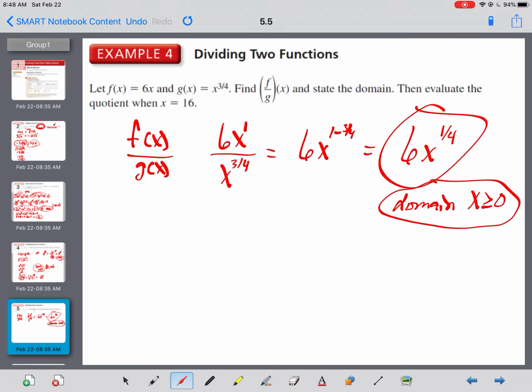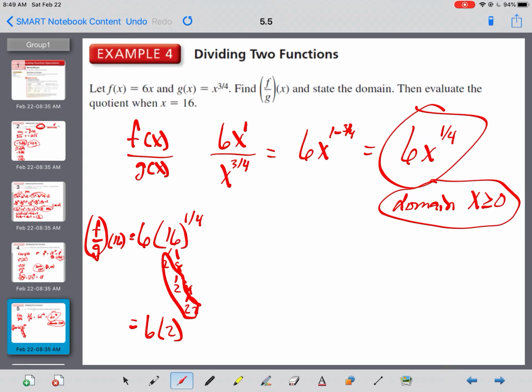Got it. Now I need to evaluate it. We're going to do 6 and the 4th root of, but actually, if we did our notation properly, it would be f divided by g of 16. We're plugging in there, right? So we're going to put in the 16. We're going to 4th root it. 2 and 8, 2 and 4, 2 and 2, 1, 2, 3, 4 twos. So that's 6 times 2, which is 12.